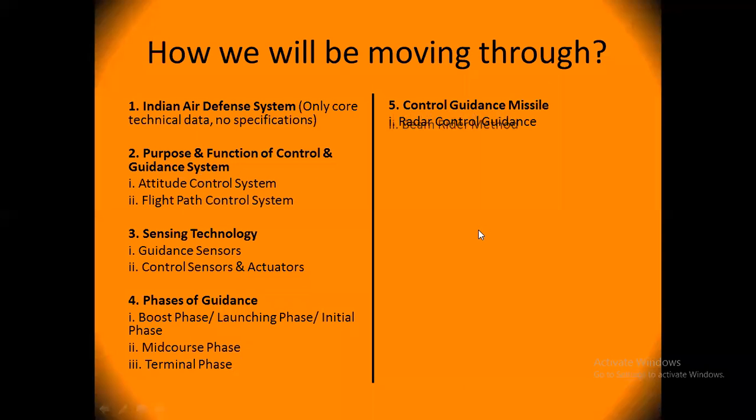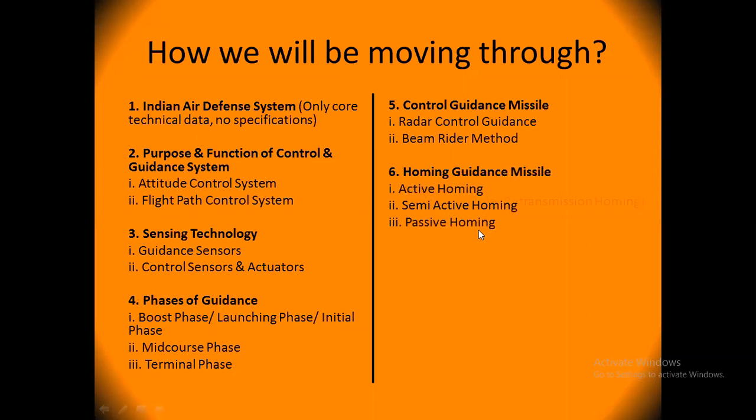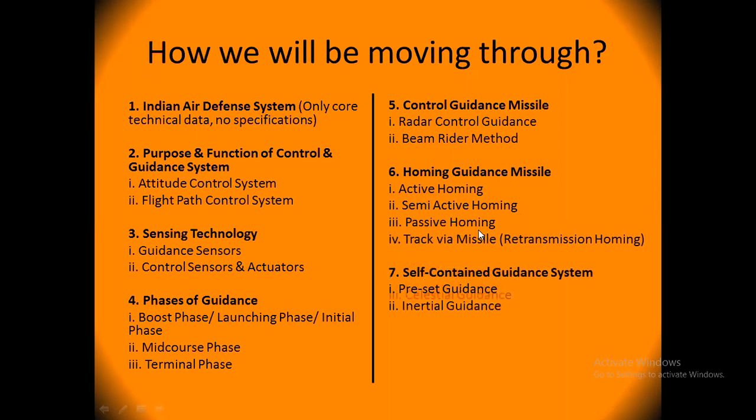Okay. So as you can see in this scene, we'll be coming across the main topics here. The first thing is air defense, that is the Indian air defense, where we'll look at how things go in the air force and how the missiles are working. Then comes the purpose and function of the control and guidance system, that is, basically how we can control the attitude or the flight path of the missile.